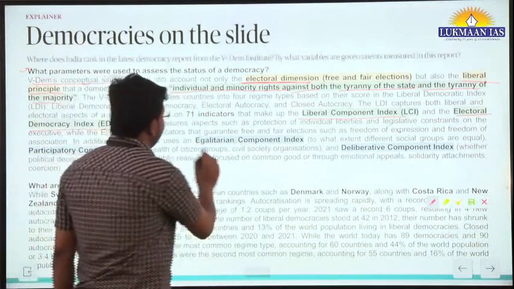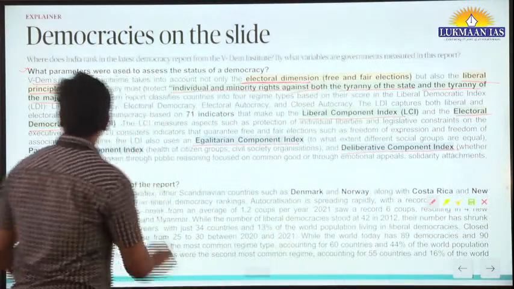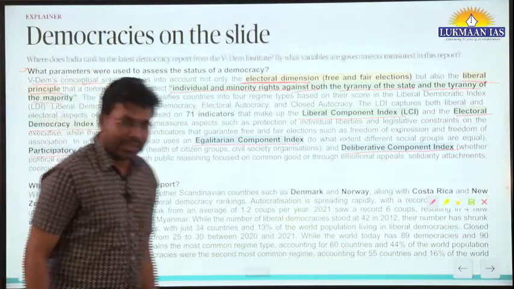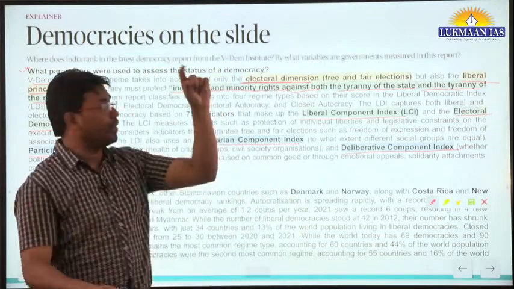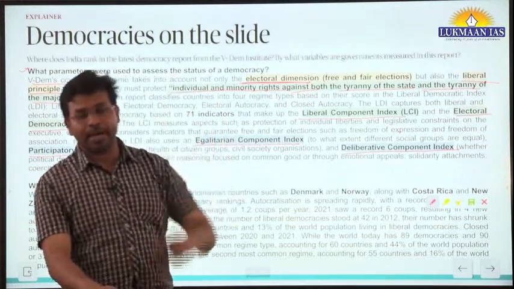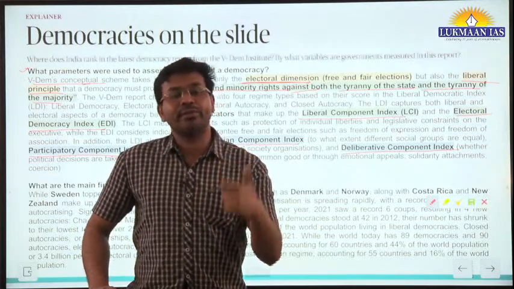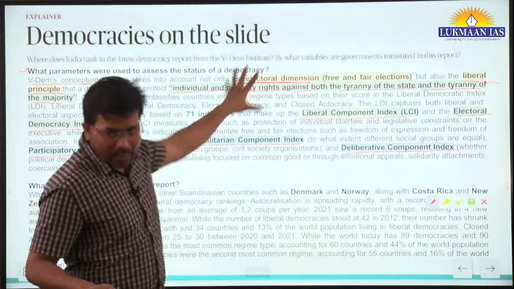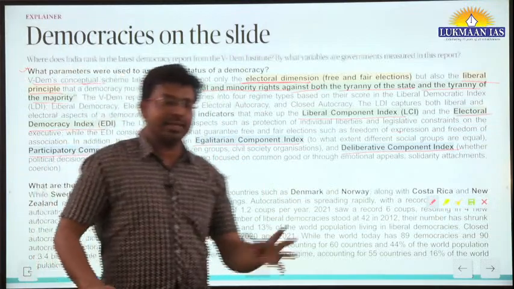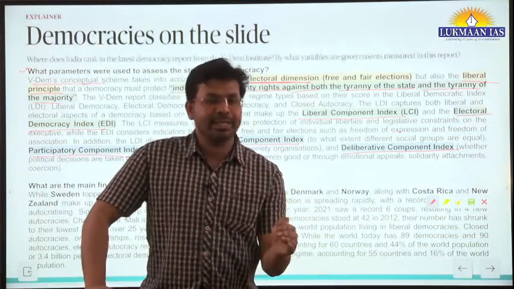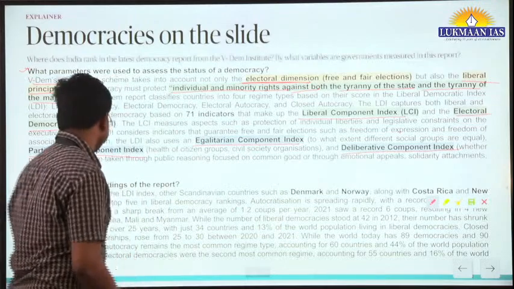Then they also have the egalitarian component index, the deliberative component index, and a participatory component index. So it has various indexes under this particular report. What you can do is write the name of the report, write about the different indexes that are part of it, and whenever a question comes about whether the nature of democracy is changing in India, you can talk about this report, mention these indexes, and say that according to this report, India has been classified as an electoral autocracy.